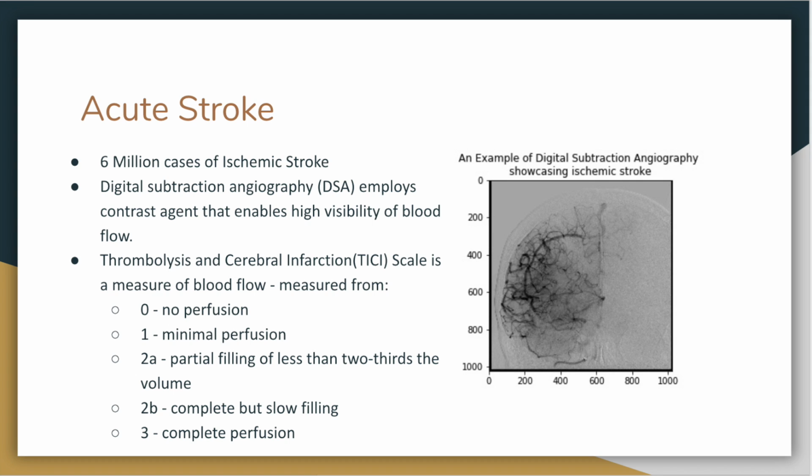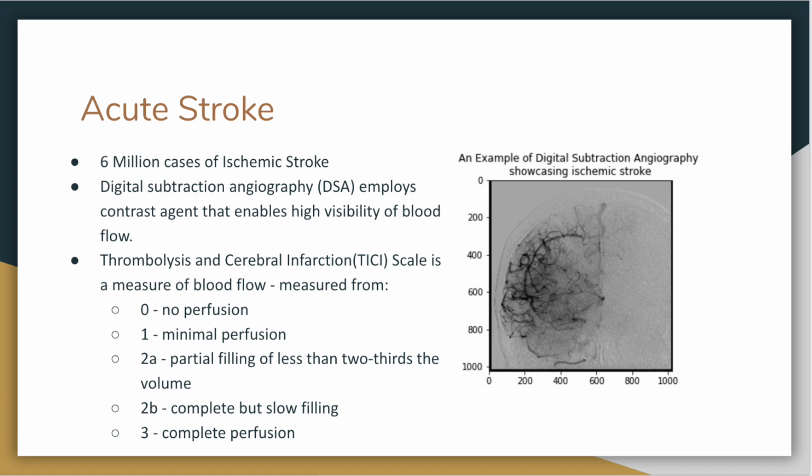On the right, you can see a picture of a grayscale DSA scan of a brain, and the darkened arterial and venular lines represent the blood flow that has been treated by a contrast agent. So we're able to see how the blood flows in high resolution, and because of this, it's really become the gold standard for rapid imaging of cerebral vasculature.